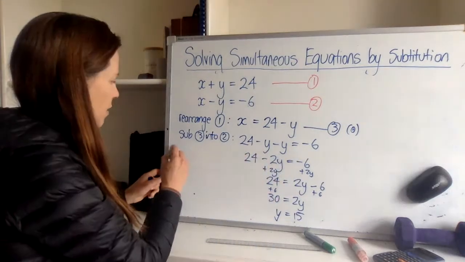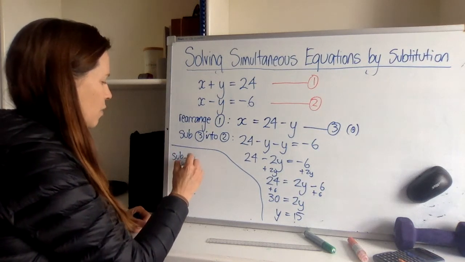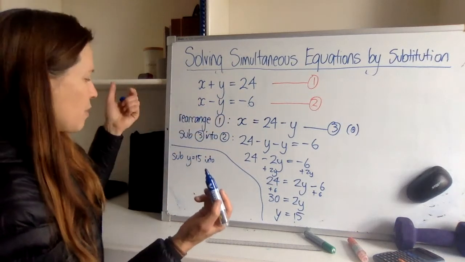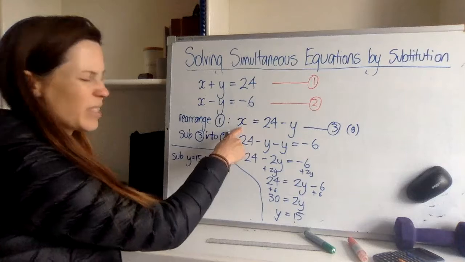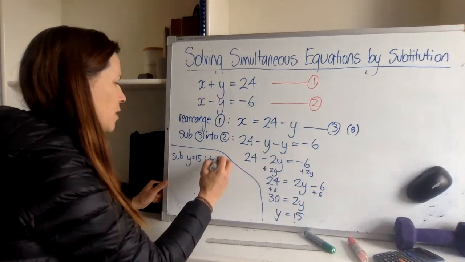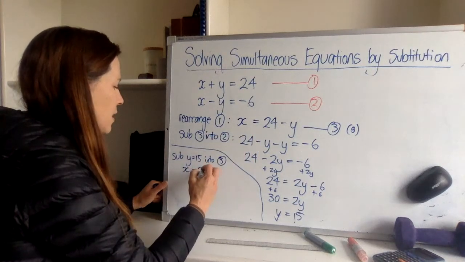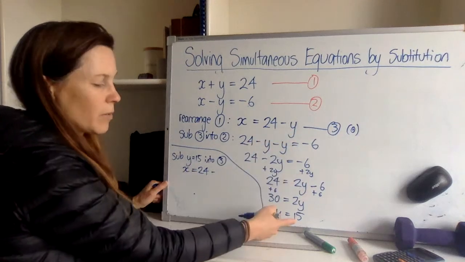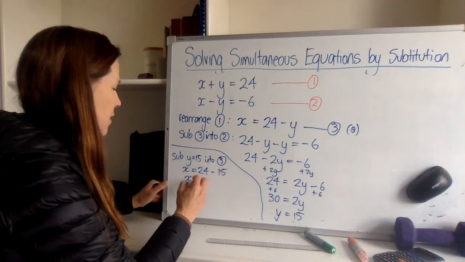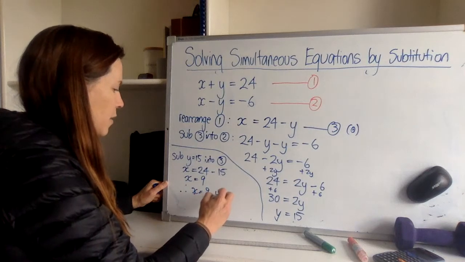I've run out of space here, but I'll keep working over here. I'm going to sub y equals 15 into either equation. Any of these three would be fine. I'm going to sub it into this one because it's like a nice little recipe for x. X equals this. So I'm going to sub it into equation 3. X equals 24 minus, and now I'm not going to write y, I'm going to write 15. And 24 minus 15 is 9. So therefore, x is 9 and y is 15.